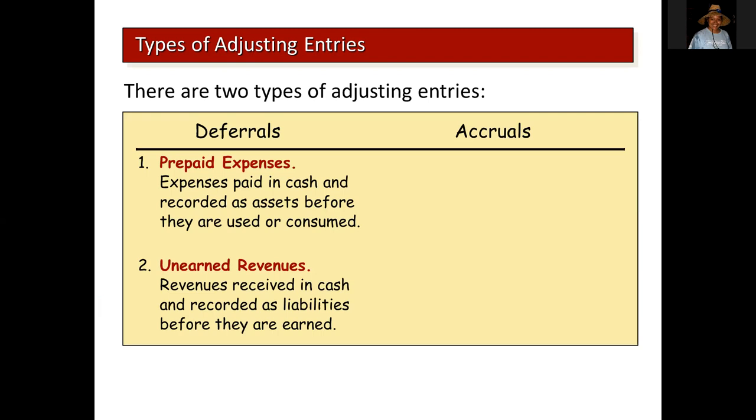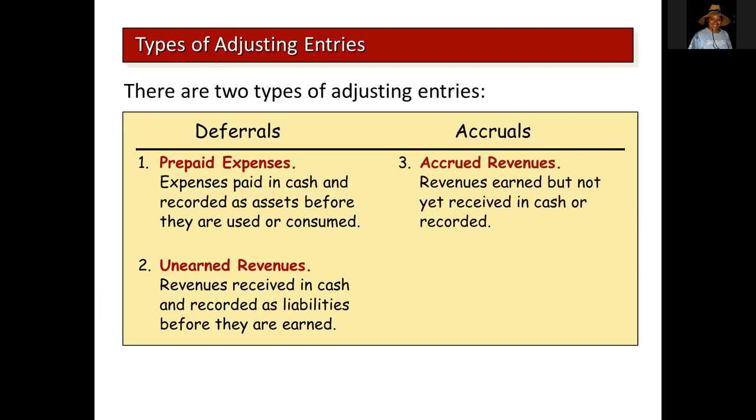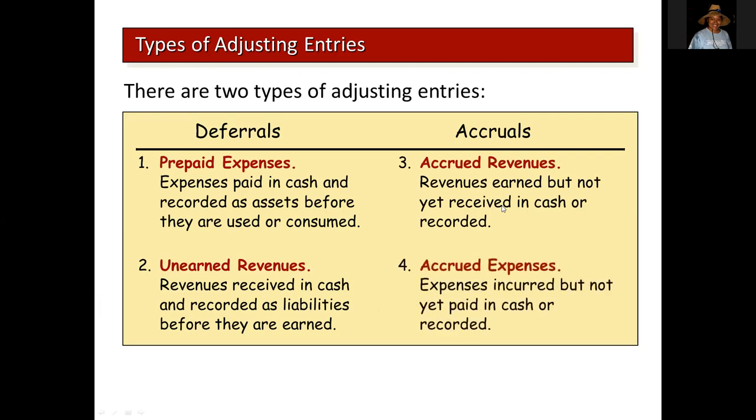Then you have accruals. Accrued revenues are revenues that are earned, but you haven't gotten paid yet. That is very common in the business world. You do something first and then you get paid later. And then you have accrued expenses, expenses incurred but not yet paid in cash. That is very common in the business world too. You go out and you incur some expenses like salaries, but you don't have to pay it until later.